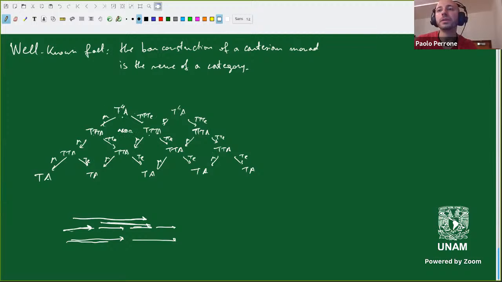There's a unique thing up here. And here too. And there's also a unique thing up here. So basically, any tuple of composable partial evaluations will have a unique composite.